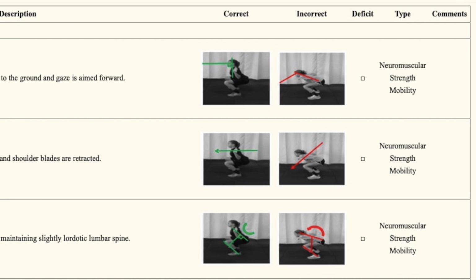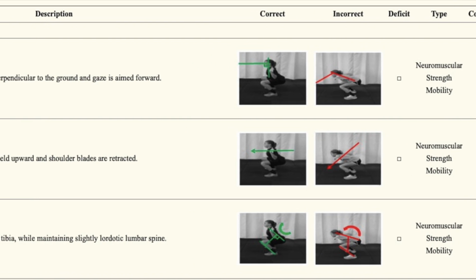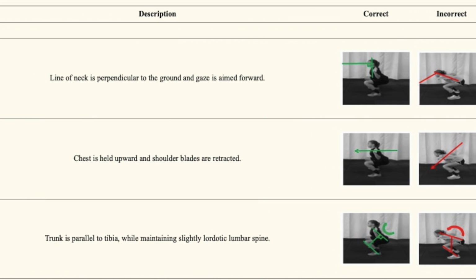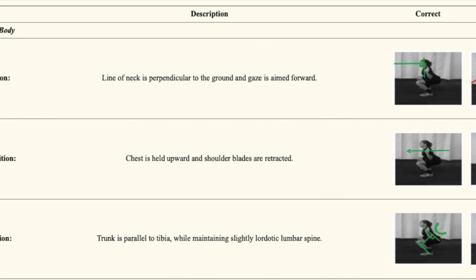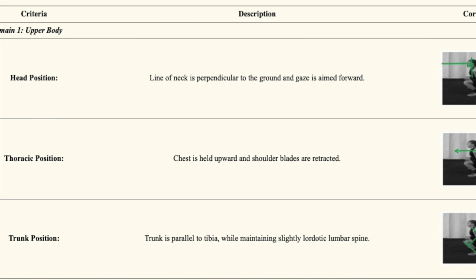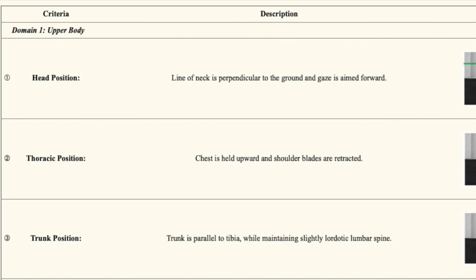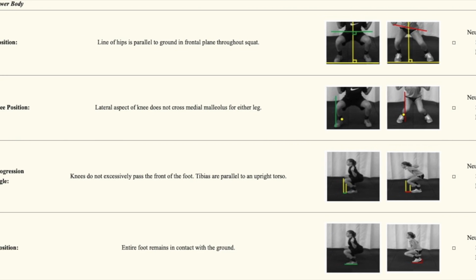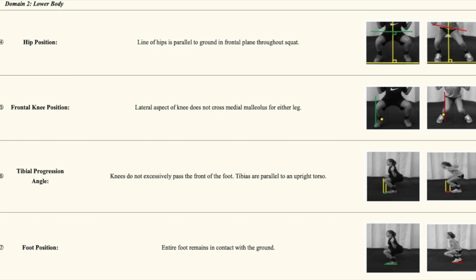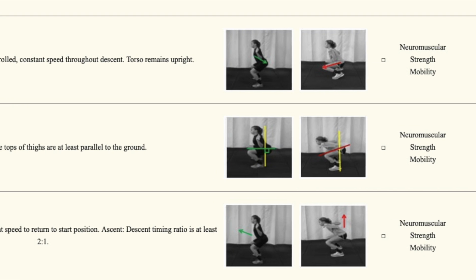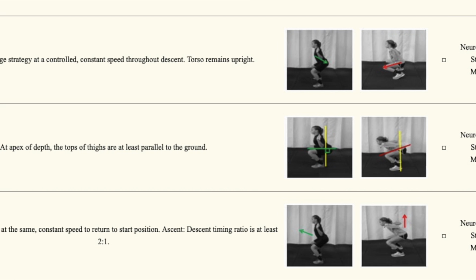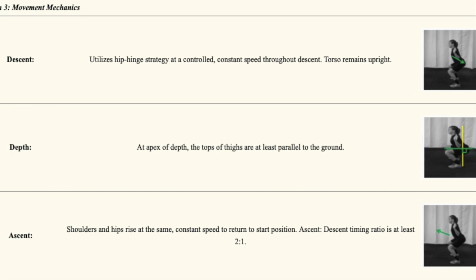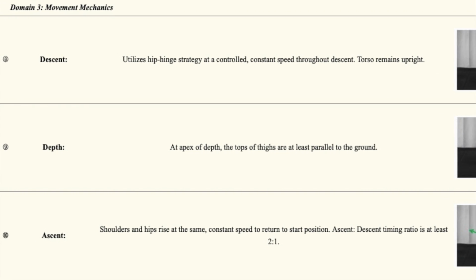When looking at critical elements of the squat, we must focus on three domains: the upper body, the lower body, and the movement mechanics. In the upper body region, we must discuss the head position, thoracic position, and trunk position, trying to align and to keep a straight posture. For the lower body, we must focus on the hip position, the knee position, and the foot position, which are the most important parts to stay square and to get depth. For the movement mechanics, we also must pay attention to the descent, the depth, and the ascent, as we lower slow, raise with force, and get nice and deep.